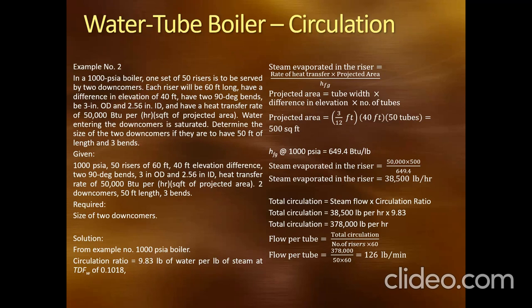Now, go to flow per tube. Kasi kailangan mo yung size ng downcomer. Itong flow per tube, which is total circulation divided by number of risers, divided by 60.